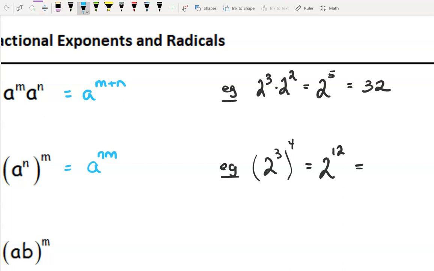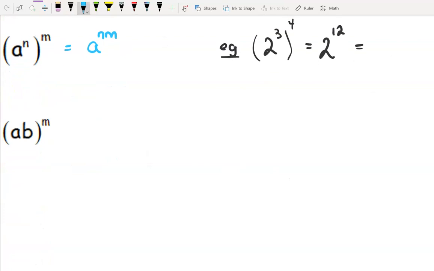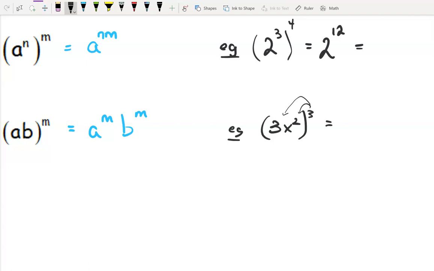Okay, next one. Here you have a times b to the power of m. What happens here is that the power is applied to both of these terms. If you remember the very first lesson of the year we did in class, I said there's a couple of mistakes that people make, and I'll even give you the example we had in class that day. It was 3x squared cubed. What you need to do is put this 3 on both pieces here. So you're going to have 27 x to the 6th.